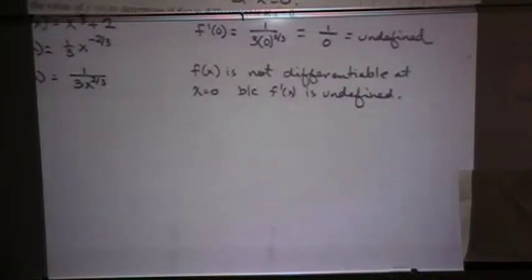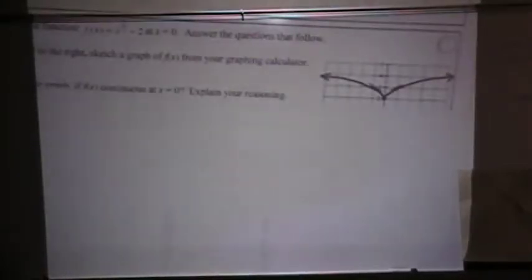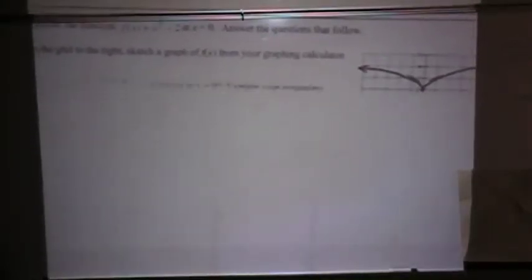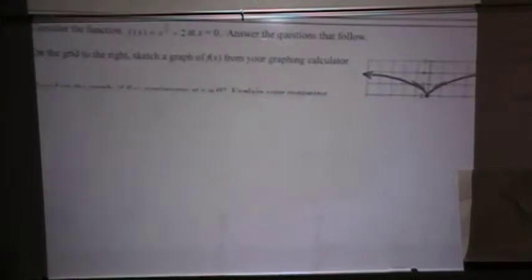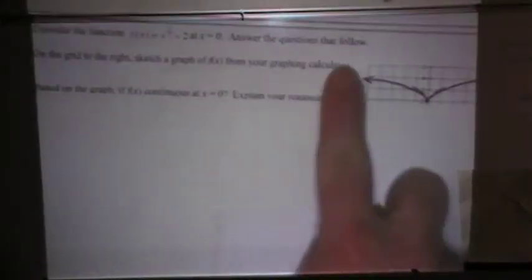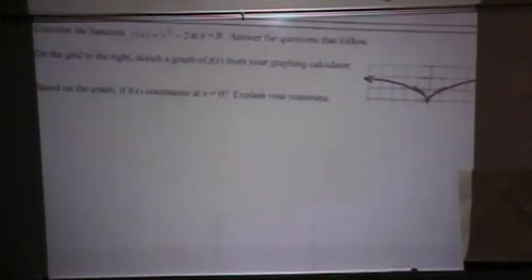Alright, so let's try the next one. You plug it into your calculator and you get a graph that looks like this. These are the ones that I think look like birds. You remember when you were a little kid and you used to draw birds? That's what they look like. Alright, so obviously looking at it, it's continuous. I could start this with my pencil, draw it, never pick it up. But we have to explain with the three-part definition of continuity why it's continuous.